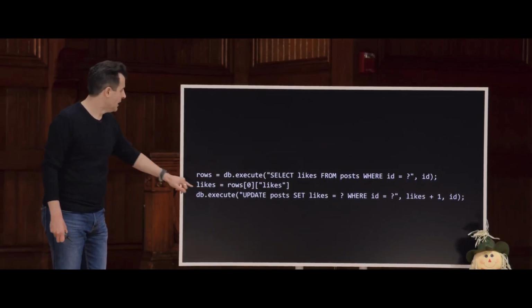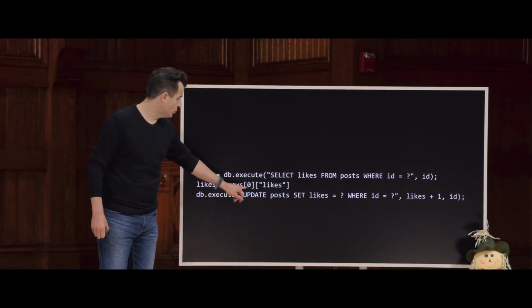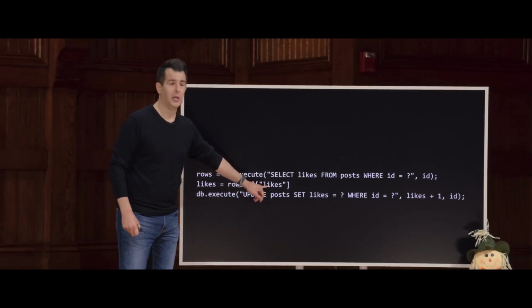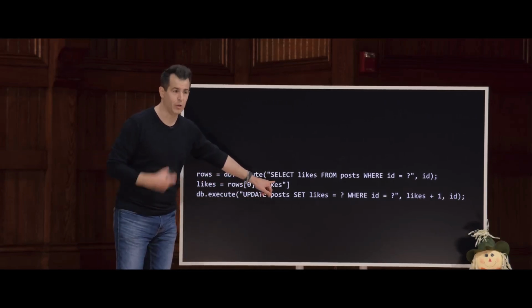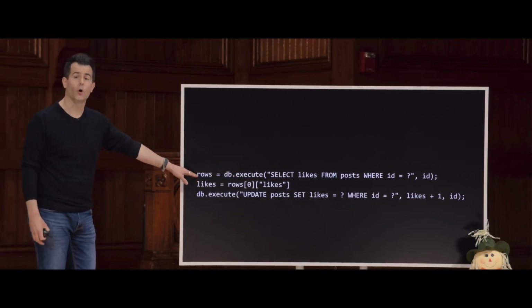And then they do this. They create a variable called likes. They set it equal to rows bracket 0, so the very first row in the result set. And they get the likes key. So this is literally what I just did with the count. Let me hypothesize that Instagram does something similar with the total number of likes.